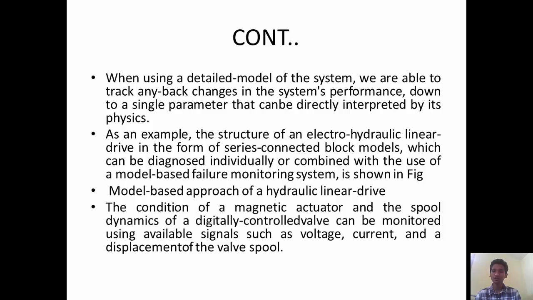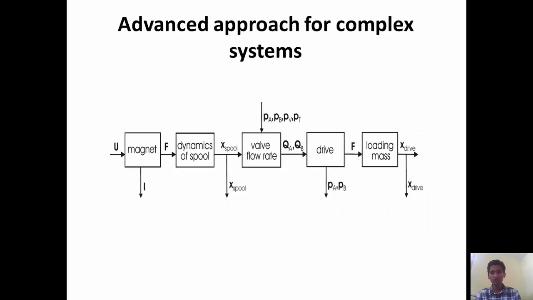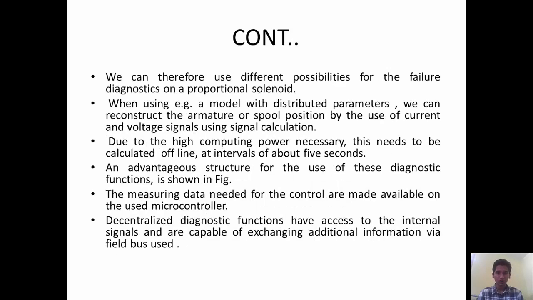In the model-based approach to the hydraulic linear drive, the condition of the magnetic actuator and the fluid dynamics of the physical control valve can be monitored using variable signals such as voltage, current, and displacement. As I showed in the diagram, this can be controlled by these three parameters. So we can use different possibilities of failure diagnostics on a proportional valve. For example, with a model with distributed parameters, we can reconstruct the armature or spool position by use of the current or voltage signal.